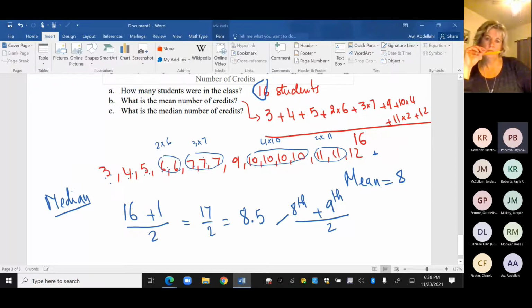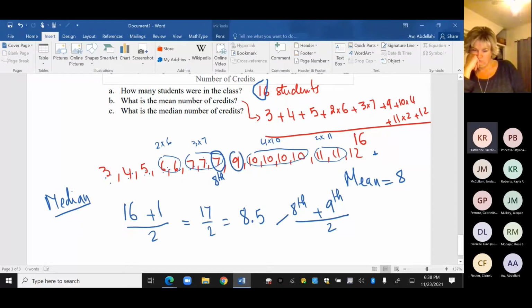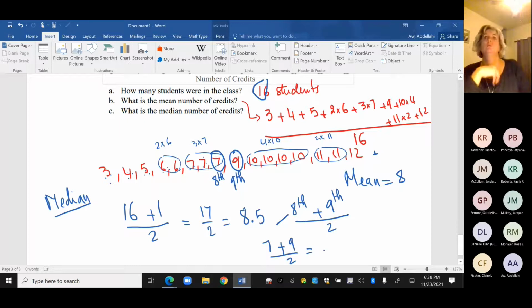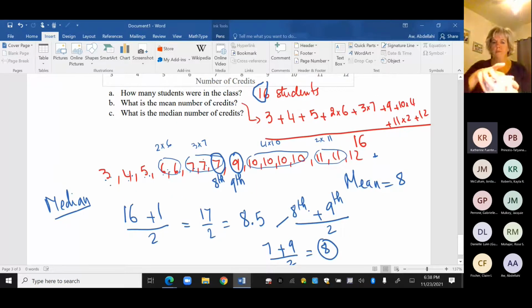1, 2, 3, 4, 5, 6, 7, 8. This is the 8th position. Who is at the 9th position? The 9th. And then I divide them by 2. It's going to be 7 plus 9 divided by 2, which is exactly 8. You see? In this case, the mean and the median happen to be exactly the same number. It does happen. Okay?